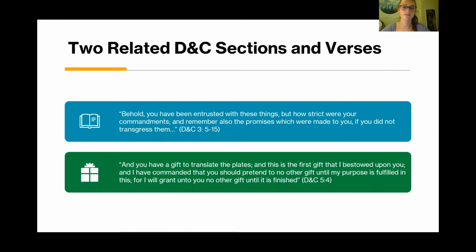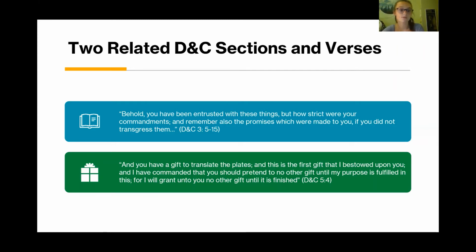So, two D&C sections or verses. The first section is D&C 3:5. It says, "Behold, you have been entrusted with these things, but how strict were your commandments, and remember also the promises which were made to you if you did not transgress them." This was talking about how the power to translate the Book of Mormon was almost taken away from Joseph Smith, which is super interesting because God literally told him to do it, but in his struggles, God had to say, if you don't change, I'm going to take that power away from you, which I found really interesting.